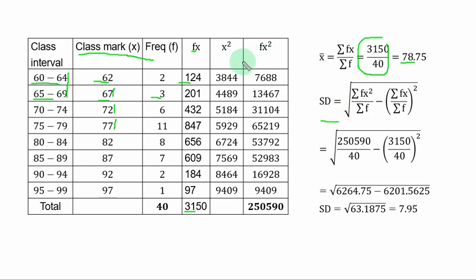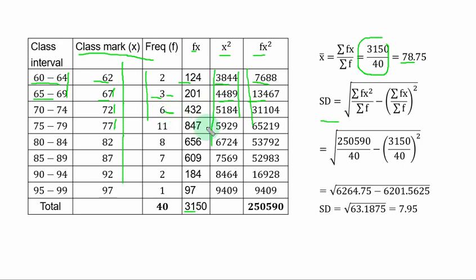In that version, you need S squared and Fs squared. For S squared, you come here and square each value of S. You have this column. To get this column, you use the frequency column to multiply each value here. You start with 2 times 3,844. You have 7,688. Followed by 3 times this, you get this result.